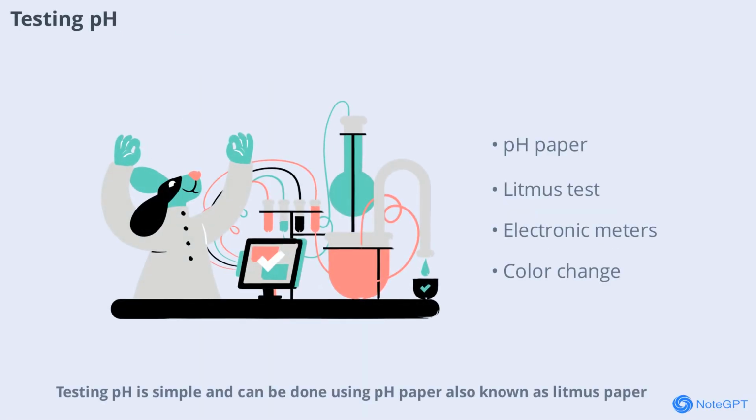Testing pH is simple and can be done using pH paper, also known as litmus paper, or electronic pH meters. When you dip pH paper into a solution, it changes color based on the pH level. This color can be compared to a chart to determine the exact pH. Electronic meters provide a digital reading. These tools are used in schools, labs, and even at home to check the pH of various substances.